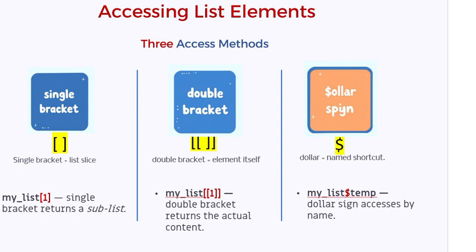By using the name of the list followed by the index value, where the index value is 1, which refers to the first element, when you put the single bracket, it returns the sublist. When you put the double square bracket, it returns the actual content. And when you put a dollar symbol, it is accessed by its name.